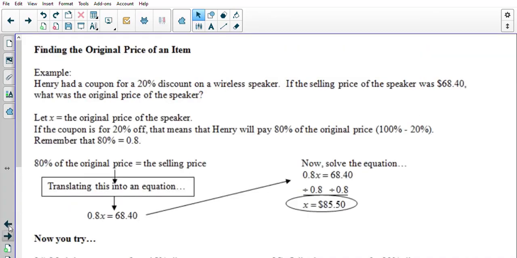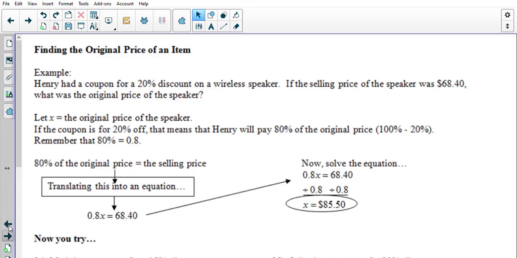All right, so last topic we need to talk about. I know this video is getting pretty lengthy if you're trying to watch it all at once, which hopefully you're not. But let's take a look at this. Finding the original price of an item. Henry had a coupon for a 20% discount on a wireless speaker. If the selling price of the speaker was $68.40, what was the original price of the speaker?